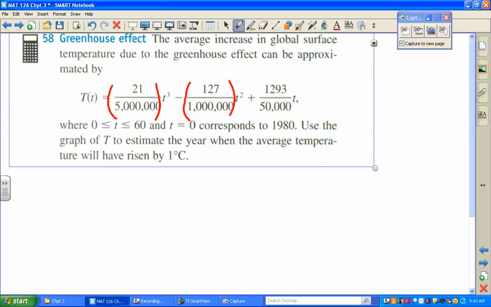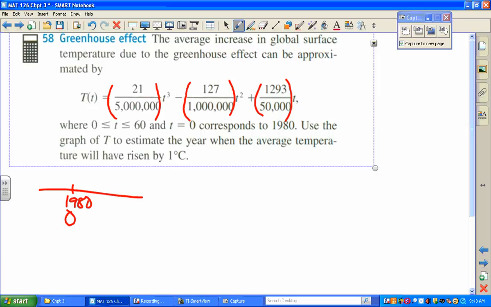Now, these are just coefficients. You have t cubed, t squared, and t, where 0 is less than or equal to t, less than or equal to 60. That's your domain. When you set up a window, that's usually the domain you set it up with. And 0 corresponds to 1980. Use the graph of T to estimate the year when the average temperature will have risen by 1 degree centigrade.